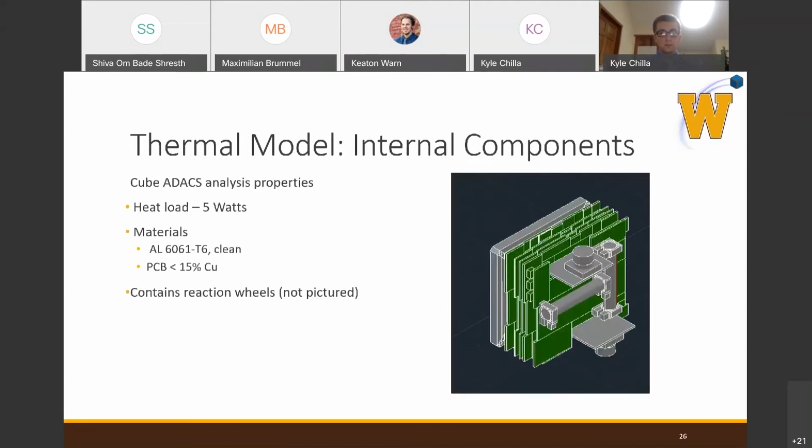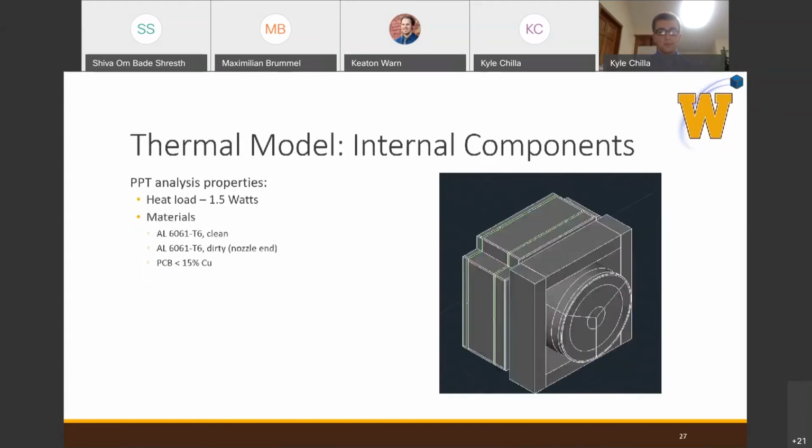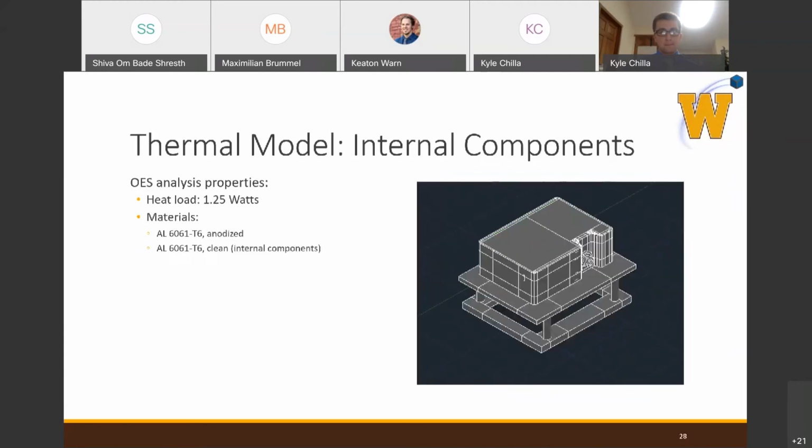The ADAX has a heat load of 5 watts, and again, aluminum and PCBs for the materials we use. Not pictured here are reaction wheels, which provide attitude control for the satellite. The PPT has a heat load of 1.5 watts, and it is made out of aluminum and PCBs. One note, the nozzle end is considered dirty due to plasma plume deposition. The OES produces 1.25 watts and is again made of aluminum that is anodized and clean for the internal.